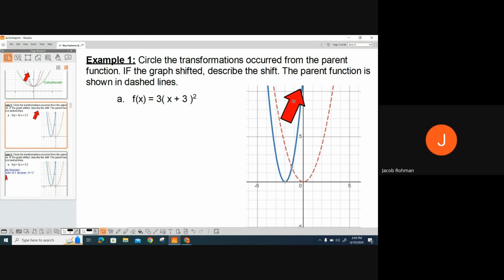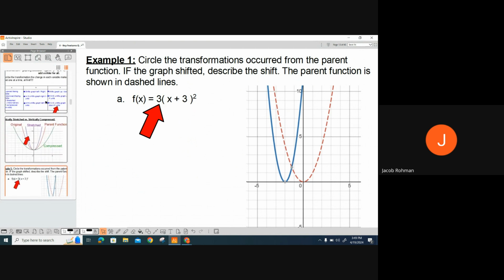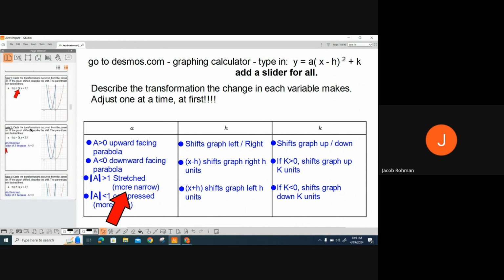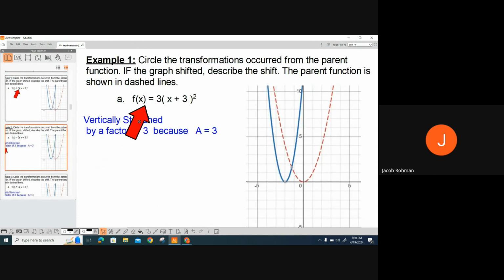So let's first start with what we know A to be. So we know A in this function over here is 3. Well, according to our slides, when A is 3, so A is greater than 0, that's an upward facing parabola. That makes sense. But the absolute value of A, which is going to be 3, greater than 1, that means it's going to be stretched or more narrow. So we would say that this function is stretched vertically by a factor of 3 because A equals 3.